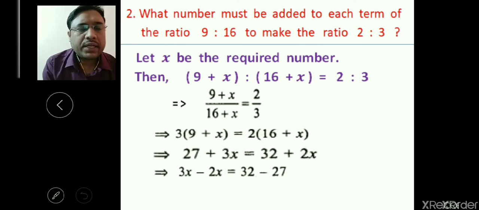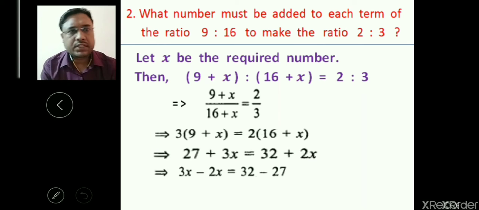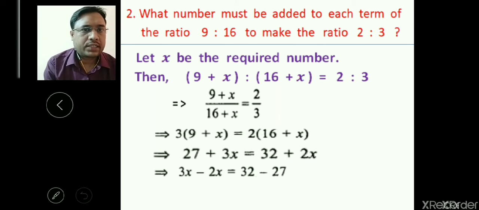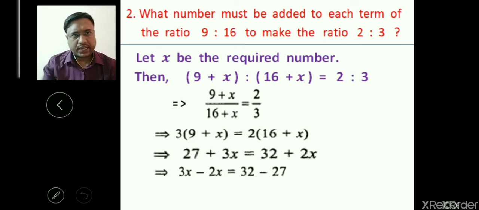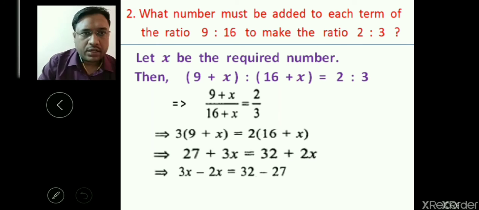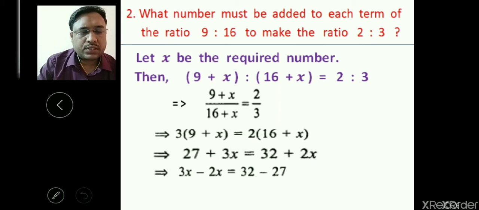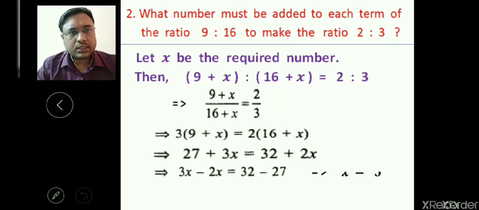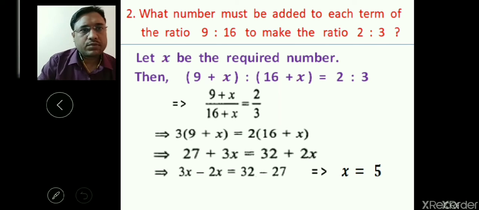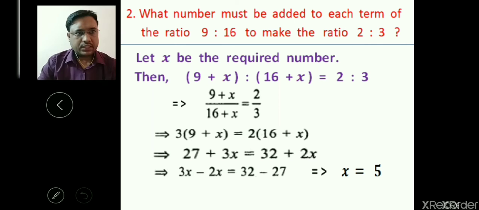So 3x minus 2x, this 2x we will take on the left side and 27 on the right side. So 3x minus 2x, their side is changing, sign is changing. On the left side 27 is plus 27, then on the right side it is minus 27. So 3x minus 2x is equal to, that means x equals 5 only. So this is the required number.